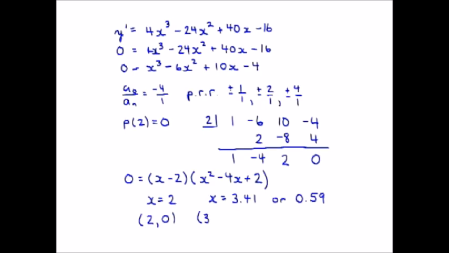When x is equal to 3.41, my corresponding y is negative 4. When my x value is 0.59, my corresponding y coordinate is negative 4 also. So we now have our extrema for the function. The next thing we have to do is decide where the function is increasing or decreasing.